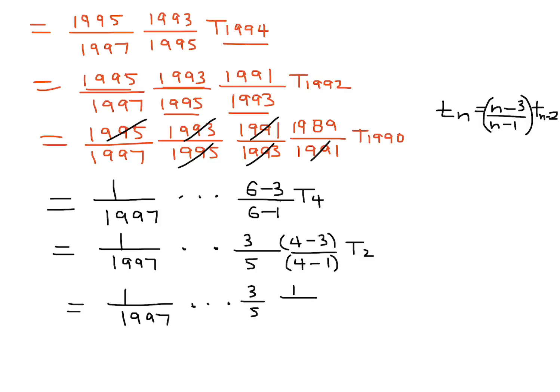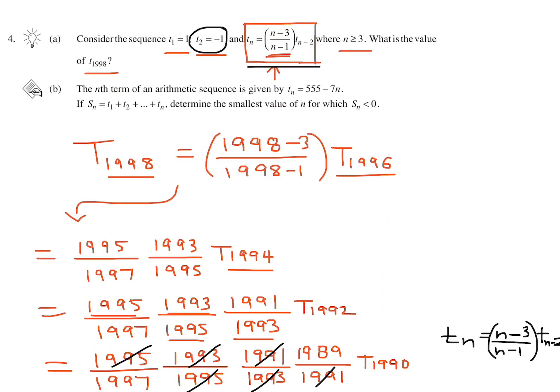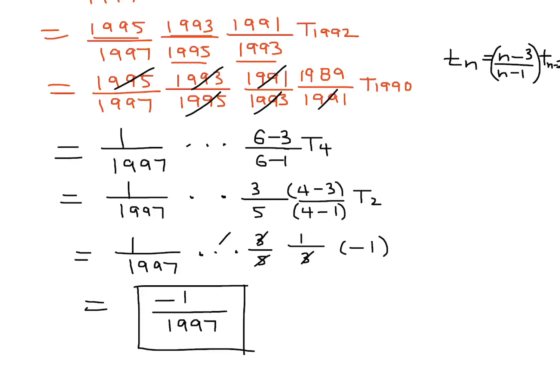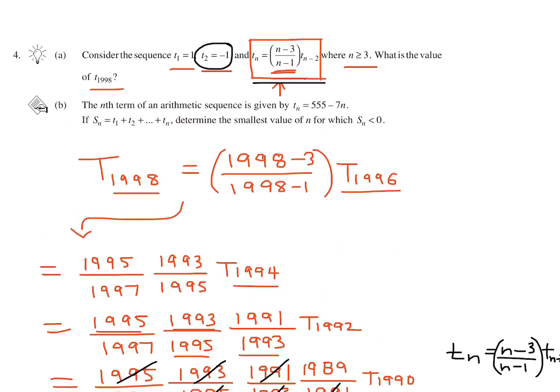We've got 1 over 3. And t to the 2, they've given us. It's negative 1 right there. So it's negative 1. And remember, all of these canceled. This is going to cancel with the one that's before it on the numerator side. This cancels. So this leaves us with simply negative 1 over 1997. And that is the correct answer for t to the 1998, which is what they're asking for in the question.